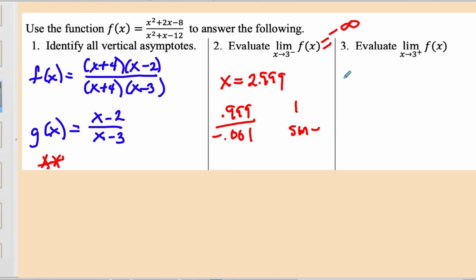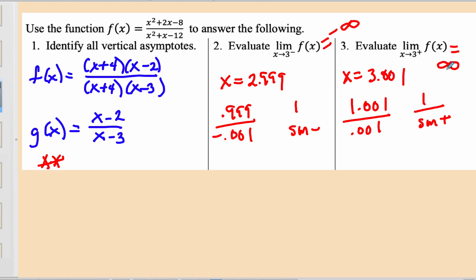Let me check out 3 from the right-hand side. So I'll check out a point like 3.001. I'll put that back into my g function, make it easy on myself: 1.001, all divided by 0.001. I have a small positive number in the denominator, and I'm very close to the number 1 in the numerator. So that is going to be a very large number, and it's in a positive direction, so that'll be infinity.